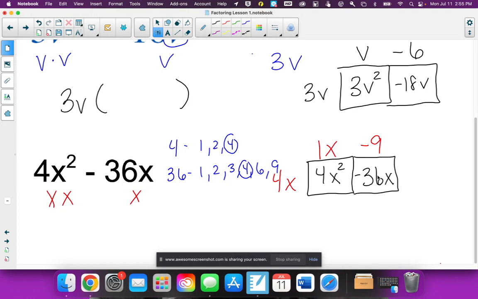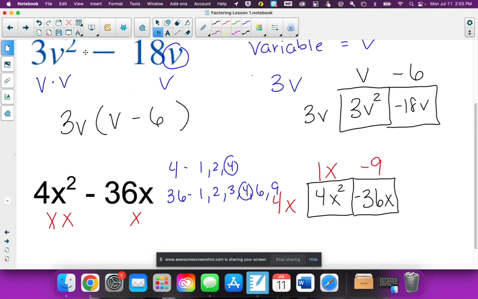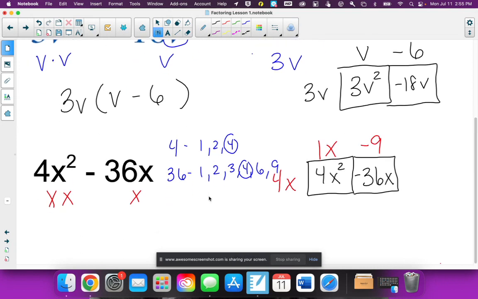Very, very important that we make sure we get back to our original statement. And I forgot to write it up here. The way it's written is 3v times v minus 6, exactly like when we were starting working on our distributive property, right? It has to look like that. And if we multiply it out, it should always be able to get back to our original statement, our original area, since we are working backwards. So our answer for this one should be written as 4x times x minus 9. Okay, very, very important that you take the greatest common factor first.